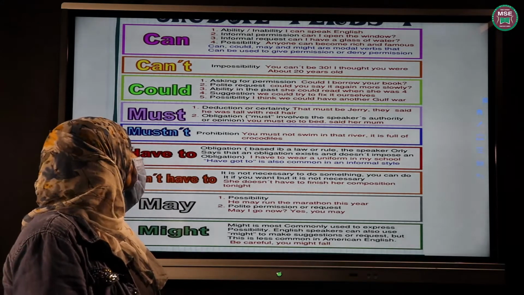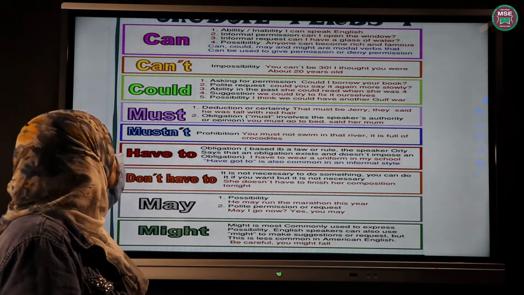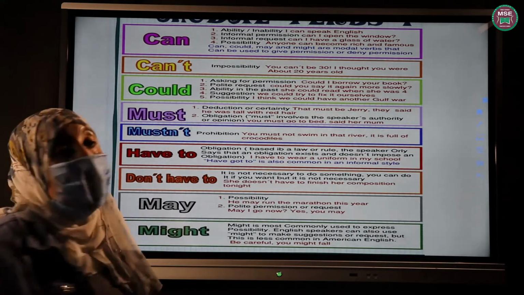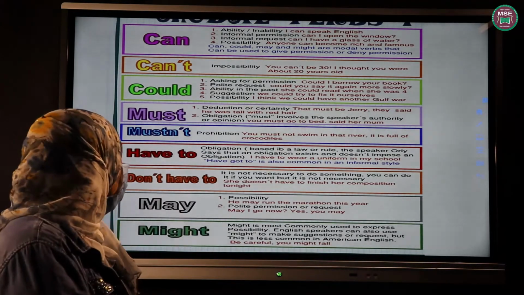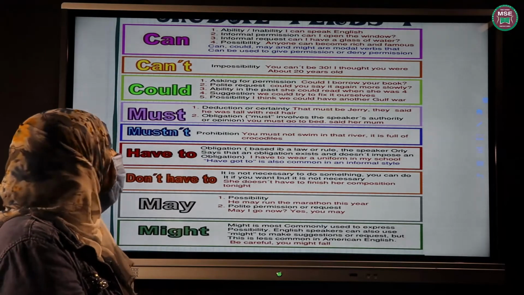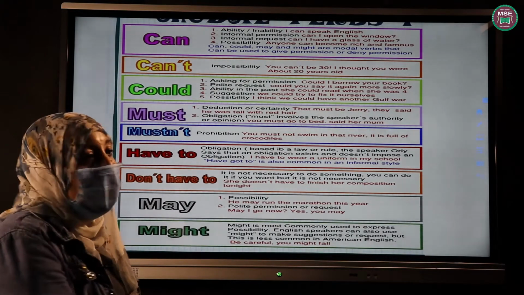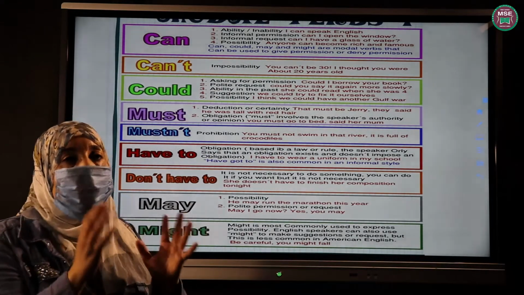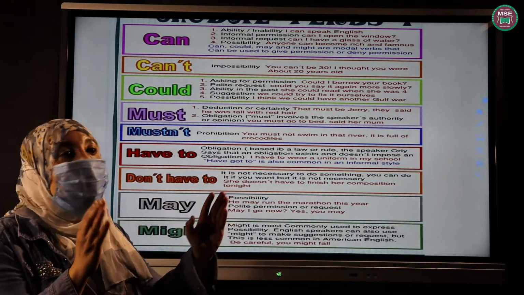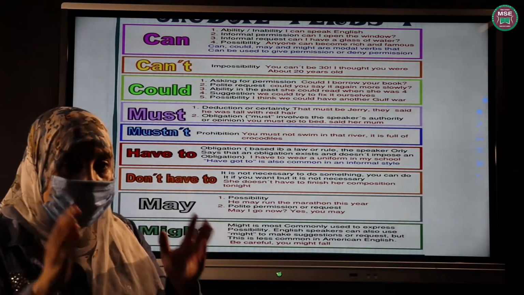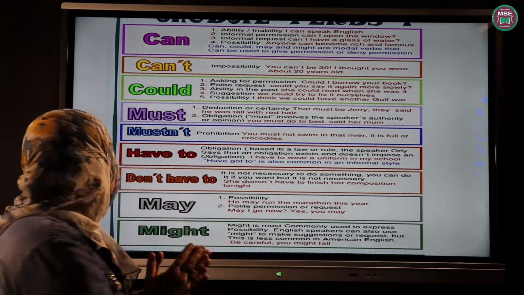What do I mean by this? That must be Jerry. They said he was tall with red hair. Something you are certain of. Something you are sure of. So you say, that must be Jerry. They said he was tall with red hair. This is the description of what? This is the description of Jerry. So you are certain that this person is Jerry.